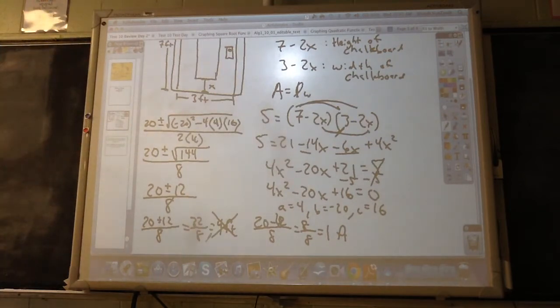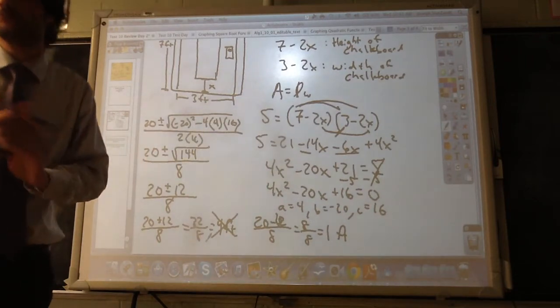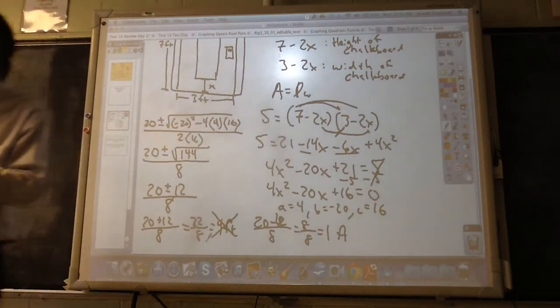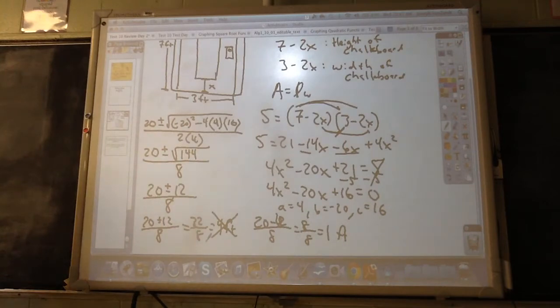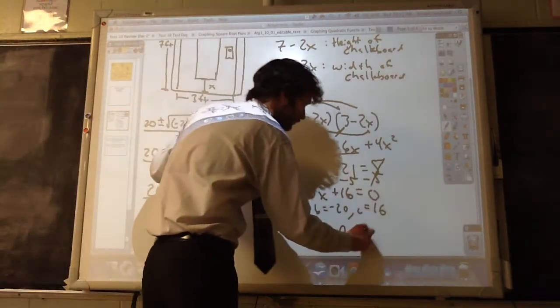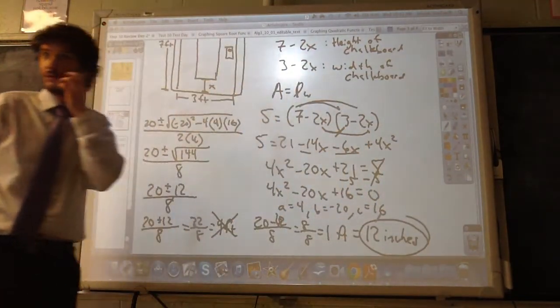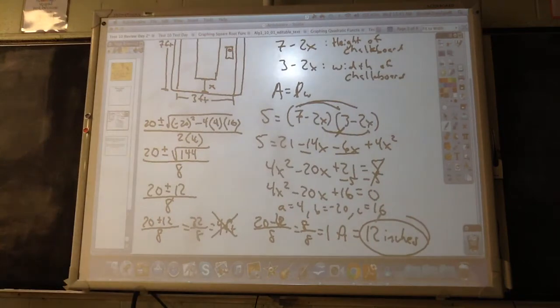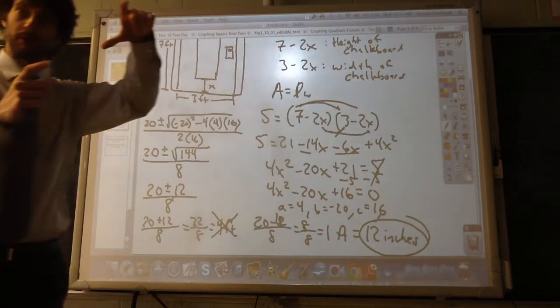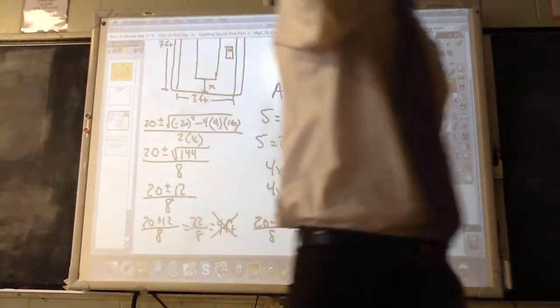What's wrong with it? Read the problem carefully. Yeah, it wants it in inches. That's in feet. So I can fix it pretty easily, right? How many inches? That's the width of the border. If I make a border that's 12 inches wide, all around the door, my chalkboard will have an area of exactly 5 square feet.